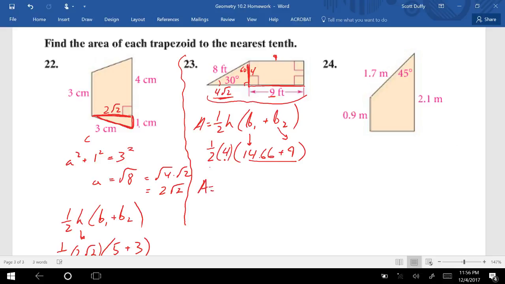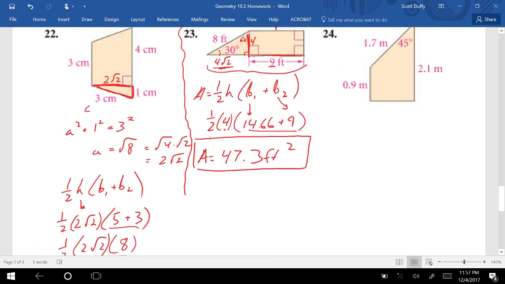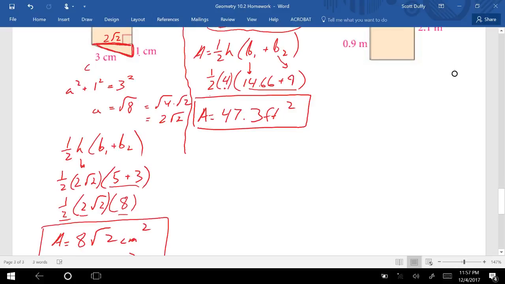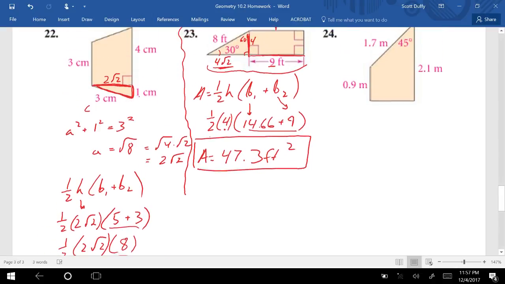And I get an area of, let me check my work again here. And I get an area of 47.3 square feet. Okay, one more to go here.